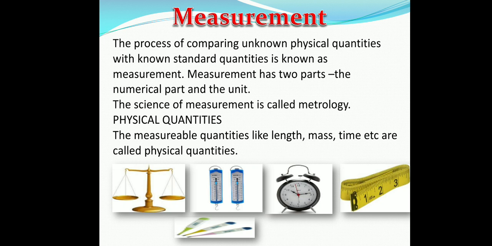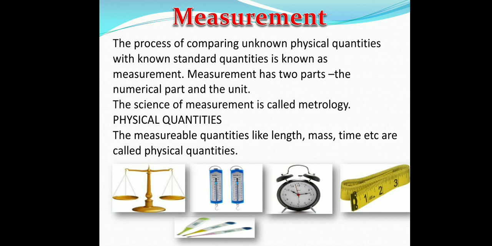Measurement has two parts, that is the numerical part and the unit. For example, if I say 5, that is the numerical part. The 5 denotes only the number. If I say 5 kg, it denotes the mass. If I say 5 meter, it denotes the length. If I say 5 second, it denotes the time. In this way, the numerical part and the unit are the two parts of measurement.